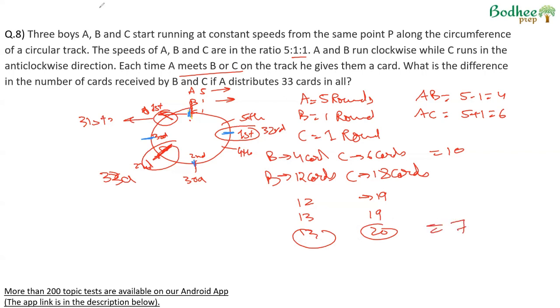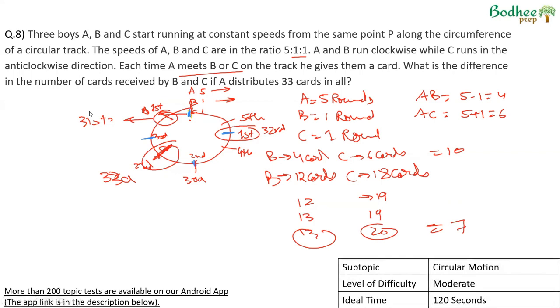Hence, the answer to this question would be 7. I'd say this is a moderate to difficult level of question. The first 30 cards is not very difficult. Then finding the last 3 points is essentially the challenge, and therefore, moderate to difficult level. But the solving time, depending on how well we are able to see the last 3 points, will be 2 to 2.5 minutes.